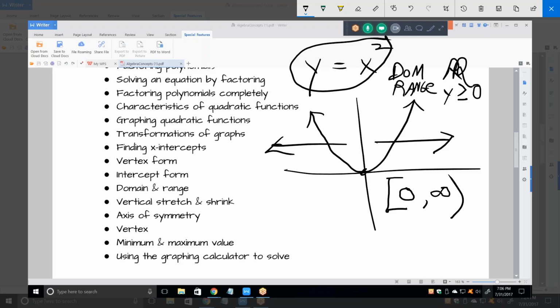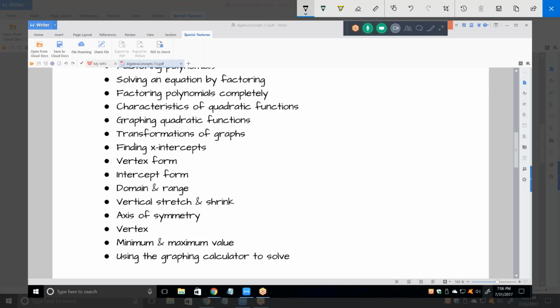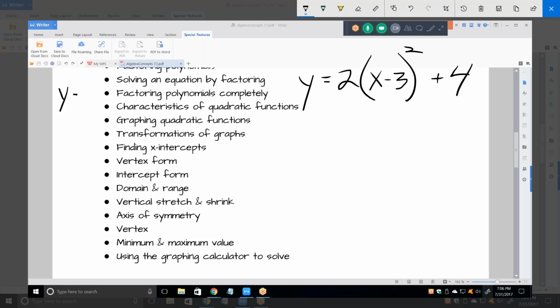Now let's go back and talk a little bit more about vertex format, intercept format, and standard format, because I think I didn't really make myself clear enough on this. First of all, if I give you a function that is in vertex format, which is, you should remember, y equals some number times x minus another number squared plus k. So when you see a quadratic in that format, it's going to look something like I've drawn over here.